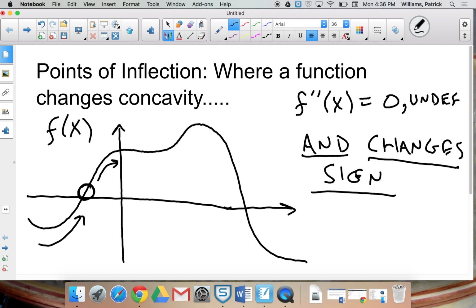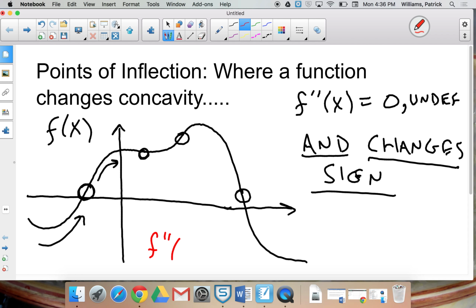Then we have a transition right around here between a frowny face and a smiley face. We get another transition right about here between a smiley face and a frowny face. And then another transition somewhere around here between a frowny face and a smiley face. If you look at all these points, it should be easy to see that in this case, let's use the color red to signify the second derivative. So red is the second derivative here.